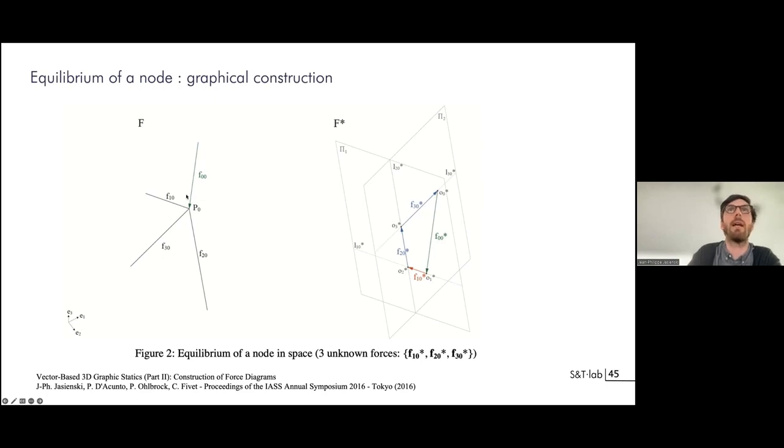Okay, so you have one force acting and three elements. They all connect at the point P0. And you want to know what is the intensity of every force that is there. So basically, it's quite easy to solve.